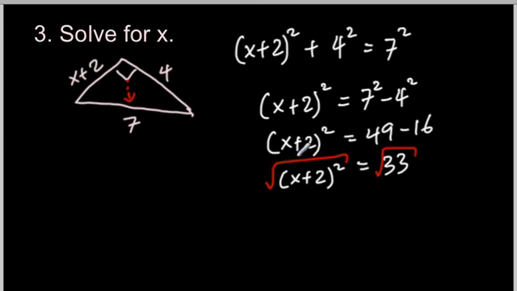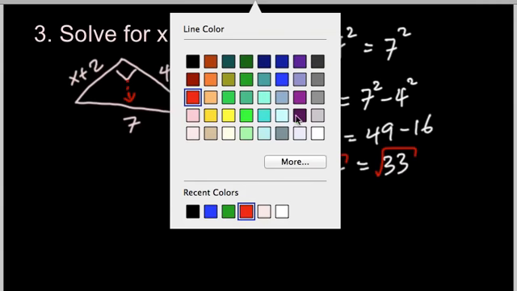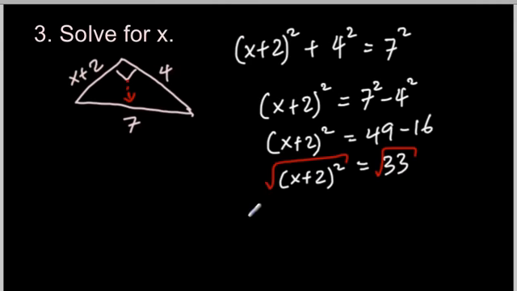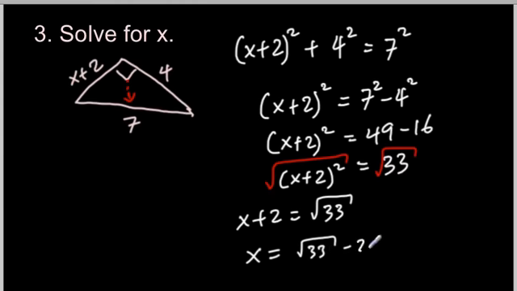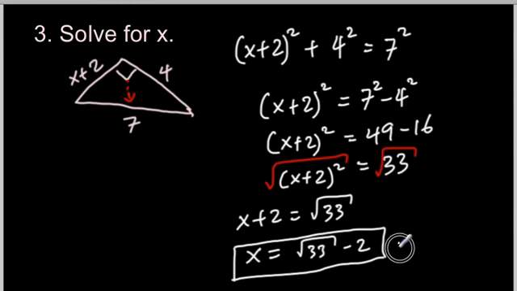By doing that, this gets rid of the square. So we are left with x plus 2 is equal to the square root of 33. Now we just want to solve for x. So x is equal to the root of 33 minus 2. Since this is a paper 1 question, this is all you'd be asked for. You cannot simplify the square root of 33, so you just leave it like that. This is your answer.